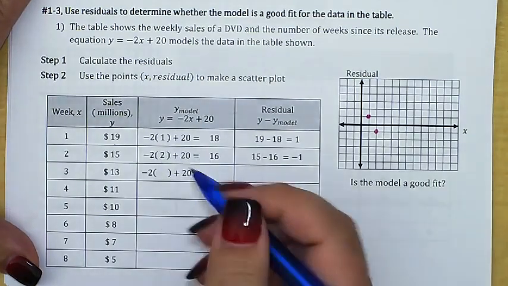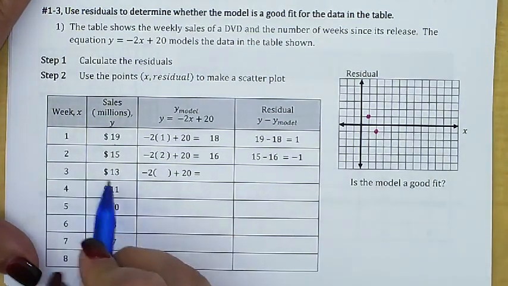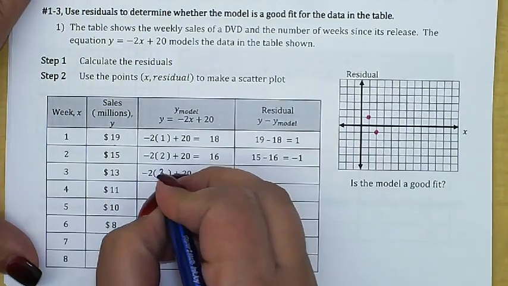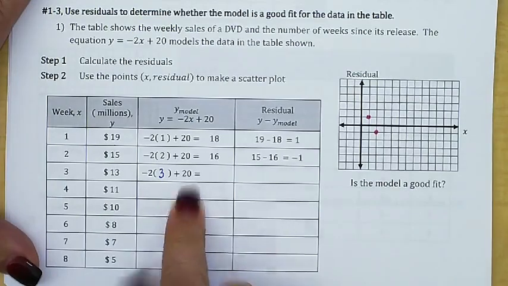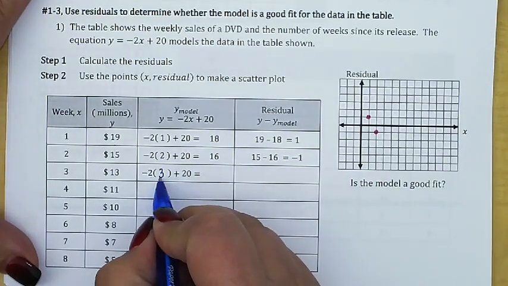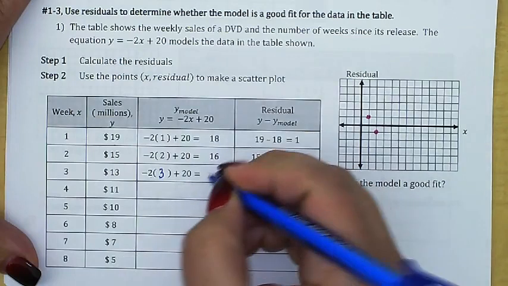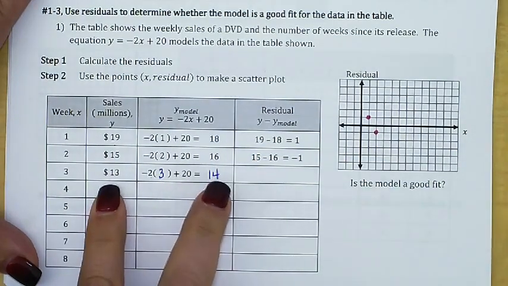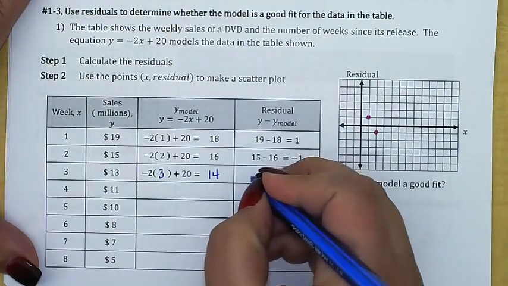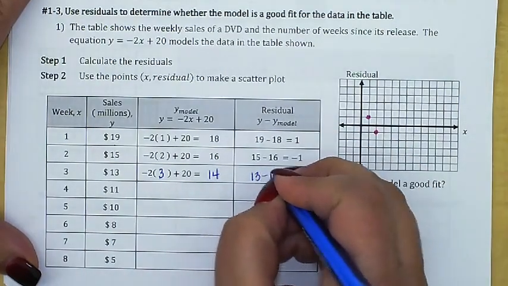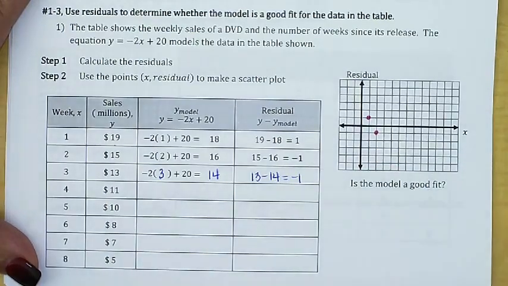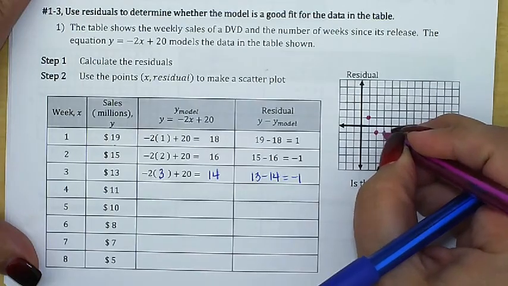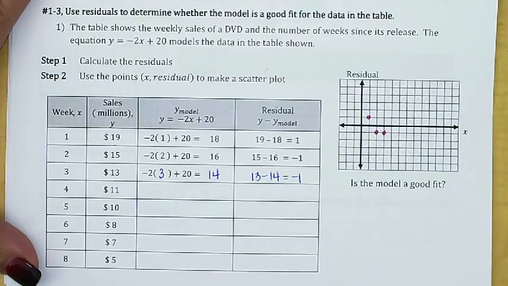Now we're going to solve this next one. On week 3, the actual sales were 13 million. For us, we're going to insert week 3 here and see what the line would have predicted. Well, -2 times 3 is -6, and -6 plus 20 is 14. So I'm going to find the difference between the actual and the model. So 13 minus 14, and that's a -1. So at week 3, we also have a residual of -1.